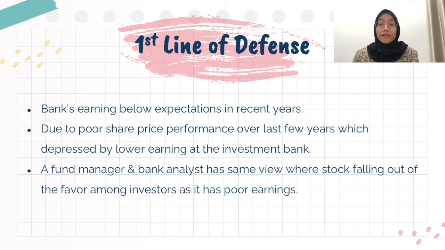Besides ROE, the company also considered that the bank's earnings are a factor in the declining shareholder value, where CIMB's earnings have been below expectation in recent years. This is due to poor share price performance over the last few years, which was depressed by lower earnings at the investment bank division, as well as its Indonesian unit, CIMB Niaga. Besides a fund management with a local investment bank, the banking analysts also had the same view, where the stock has fallen out of favor among investors because of poor earnings.